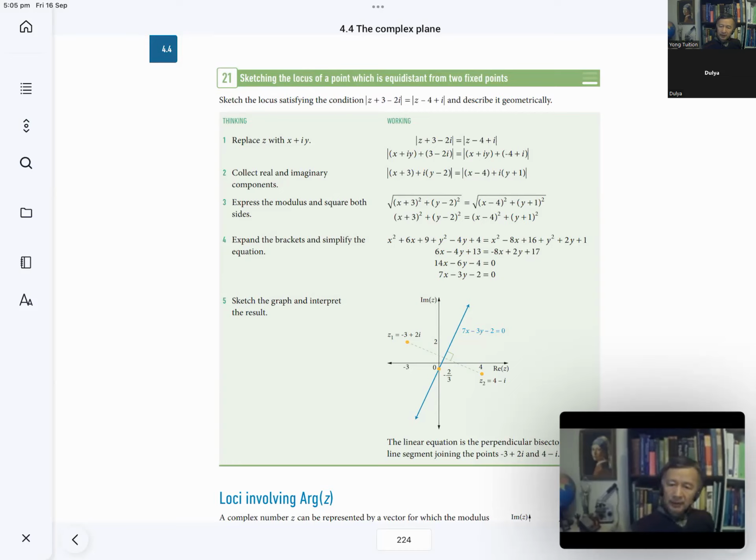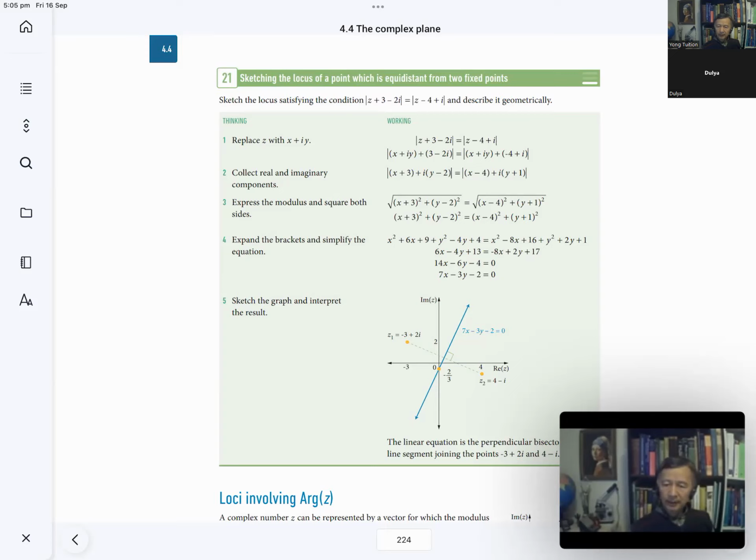The linear equation is perpendicular to bisector tangent joined to the point P. Is it part of the question or not? Sketch the locus that satisfies the condition and describe it geometrically. I can't follow this. Can you tell me why they put these 3 points here? One is on the straight line, one is on 2R on the straight line perpendicular to this straight line.